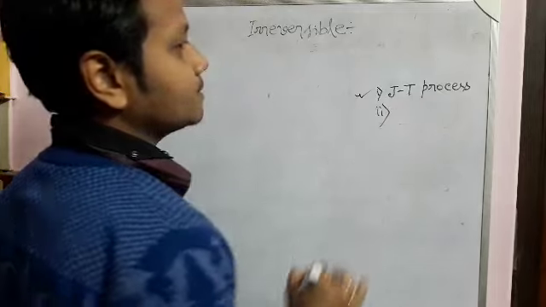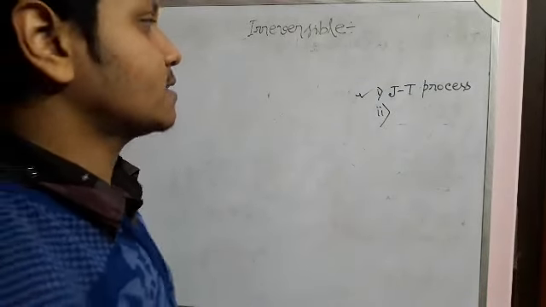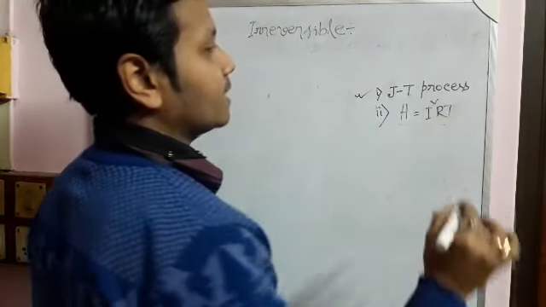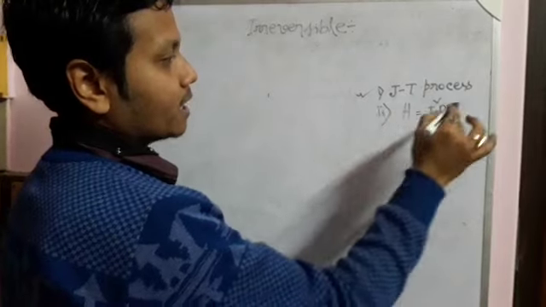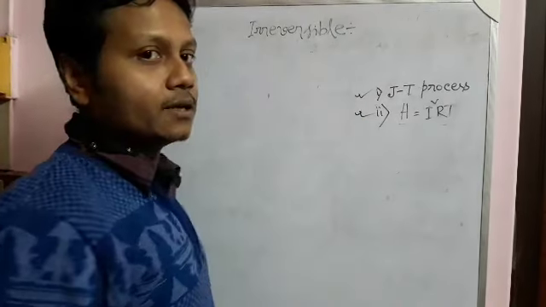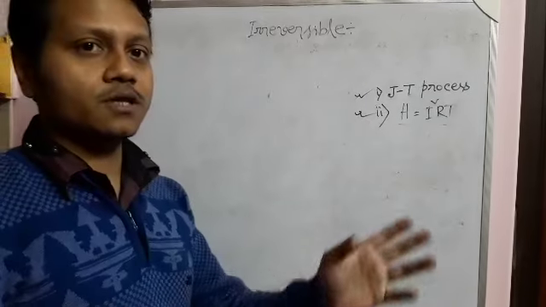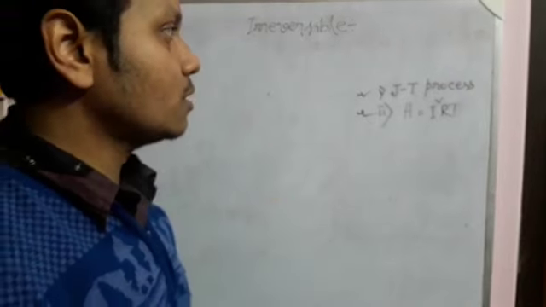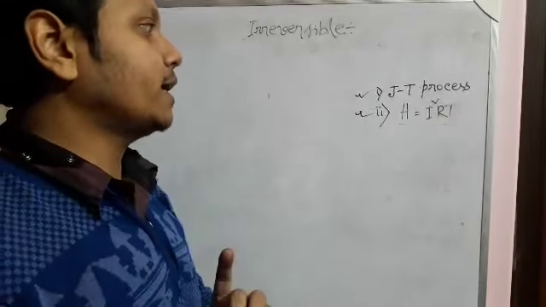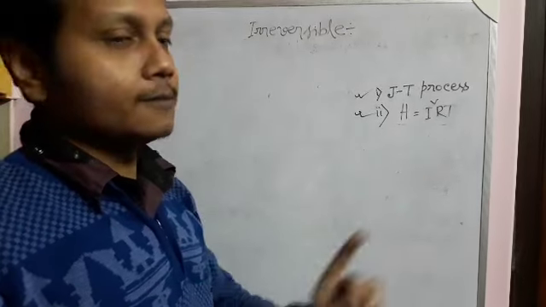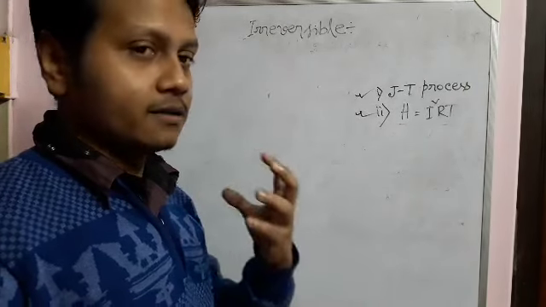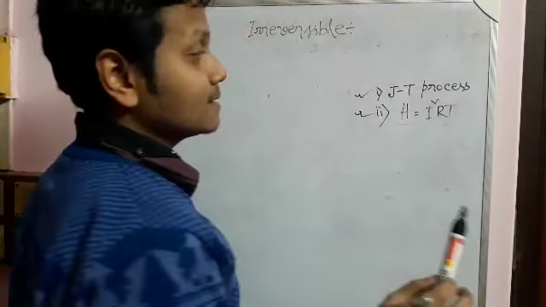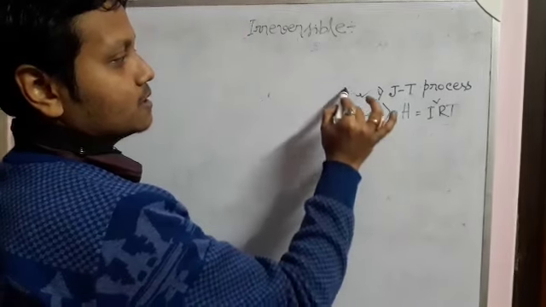Another example: when current flows through a resistance, heat is produced, that is I squared RT. But if we make the direction of current reverse, this phenomenon cannot be observed. So this is also an irreversible process, Joule heat loss. So these are the examples.